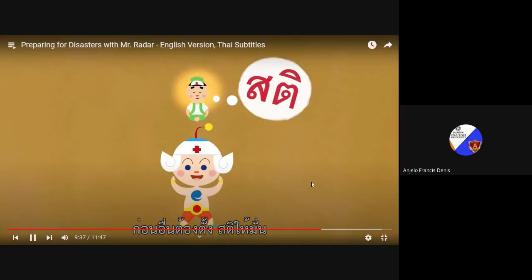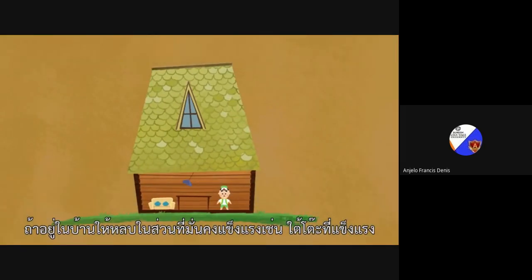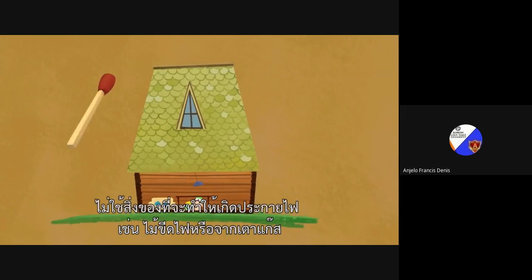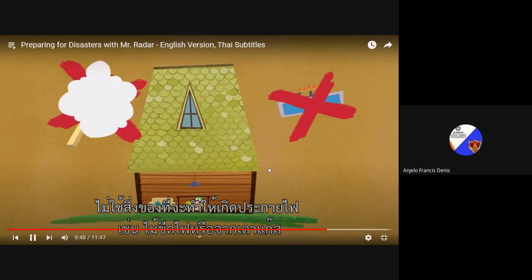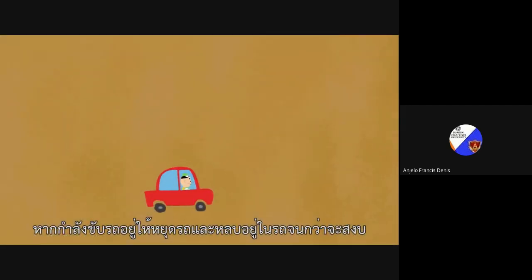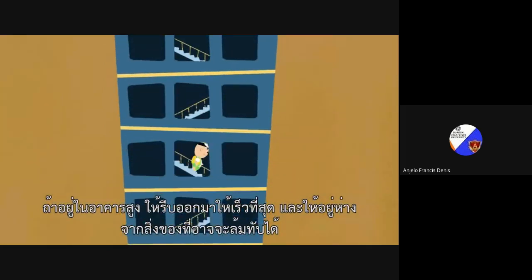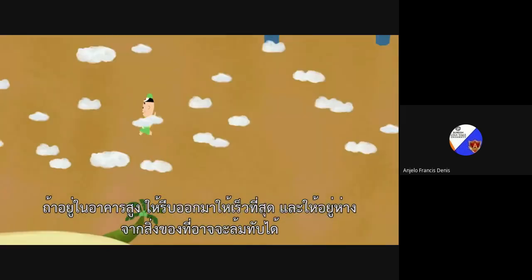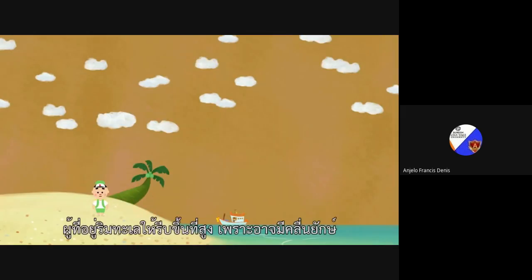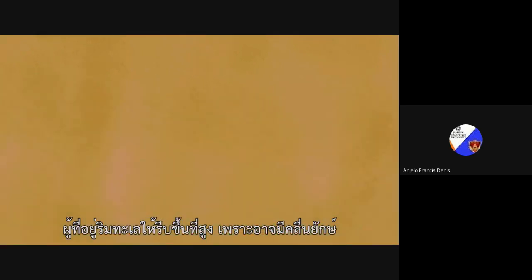Always remain calm. If you are in the house, take a shelter under heavy furniture such as a table or doorframe. Don't use matches or anything flammable. If you are driving a car, pull over to somewhere safe and stay inside the car until the earthquake stops. If you are in a high building, get out of the building as soon as possible and stay away from heavy objects that might fall on you. If you are near the sea, immediately head to higher ground to avoid huge waves.